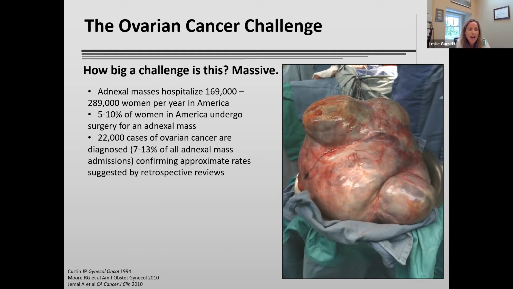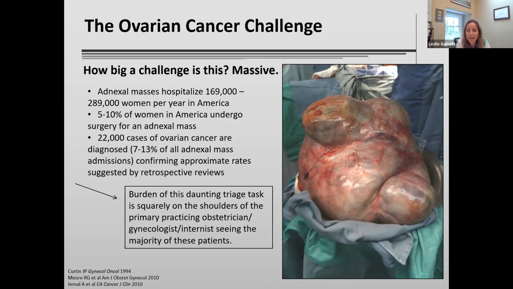So almost 300,000 women per year will get hospitalized for an adnexal mass. So it's a huge challenge, okay? 5 to 10% of those women will undergo surgery. And 22,000 cases of ovarian cancer are diagnosed every year. So of these 300,000, it's a very small portion that will actually be cancer, okay? But again, we don't want to miss it. So the burden of this daunting triage task is on the shoulders of the practicing OBGYNs and internists who are seeing these patients and figuring out where to go.